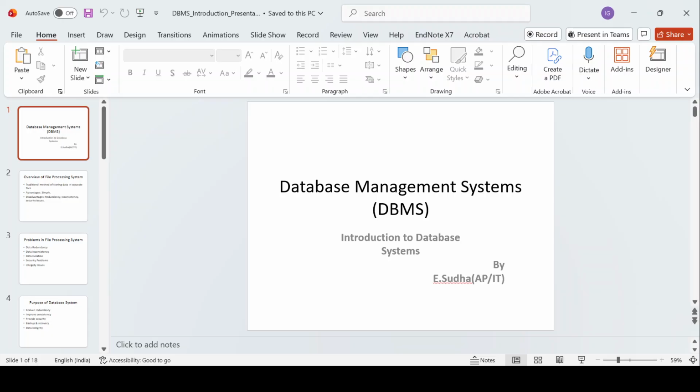Hello everyone. Today we are going to learn about database management system, commonly known as DBMS. So in this presentation we will discuss the file processing system, its limitations, need for DBMS, different data models, database language, database architecture and role of database users and administrators. So DBMS helps us store, organize and manage data efficiently and securely. So let us start with the overview of file processing system.